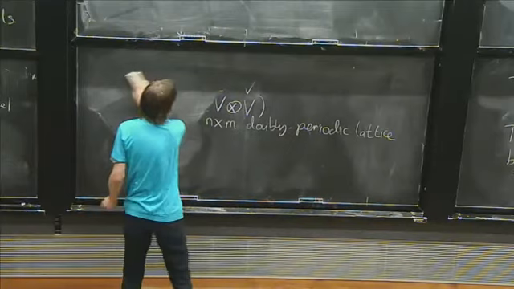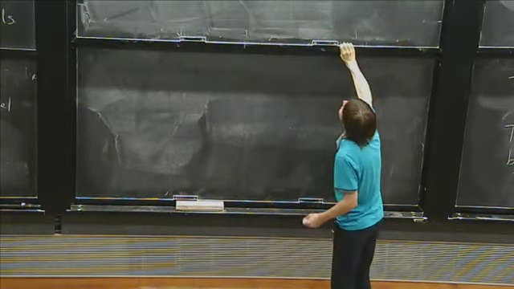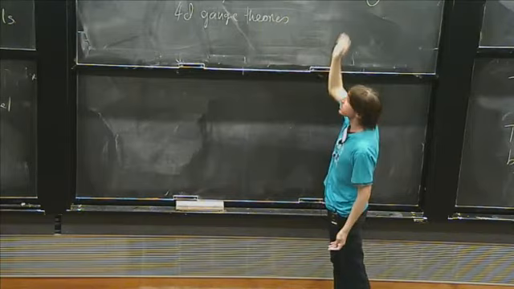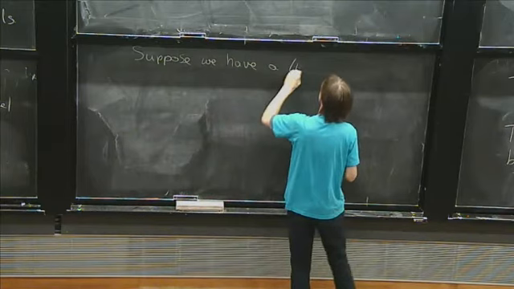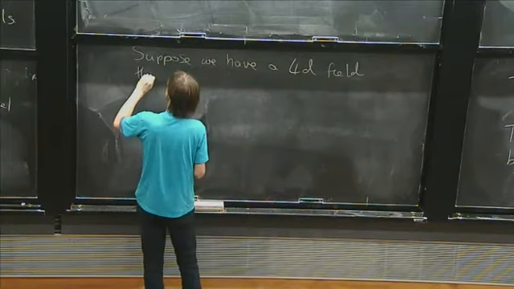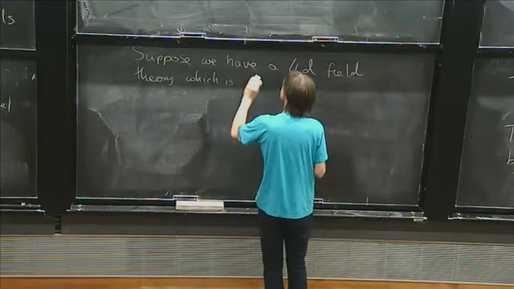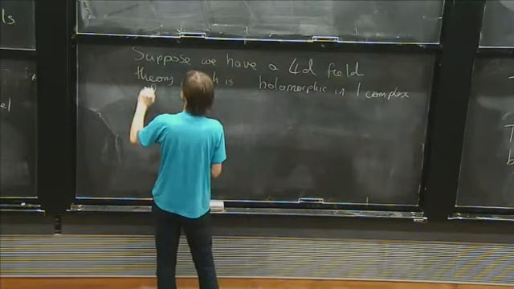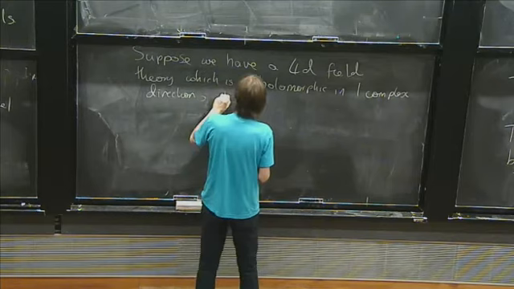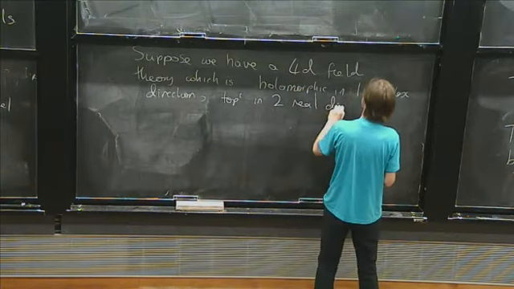So what I want to explain next is, given some four-dimensional field theory with some properties, how do we construct a lattice model? Suppose we have a 4D field theory which is holomorphic in one complex direction and topological in two real directions. And let's suppose this theory has a line operator.